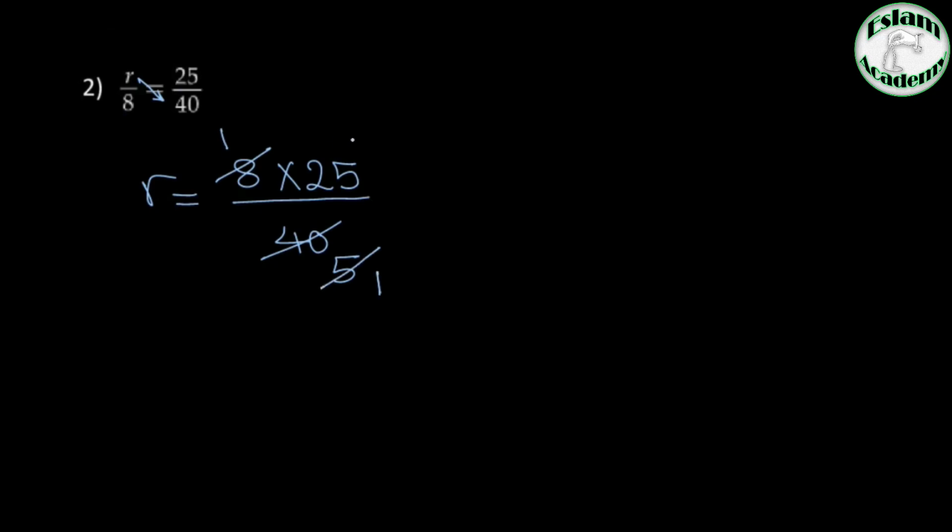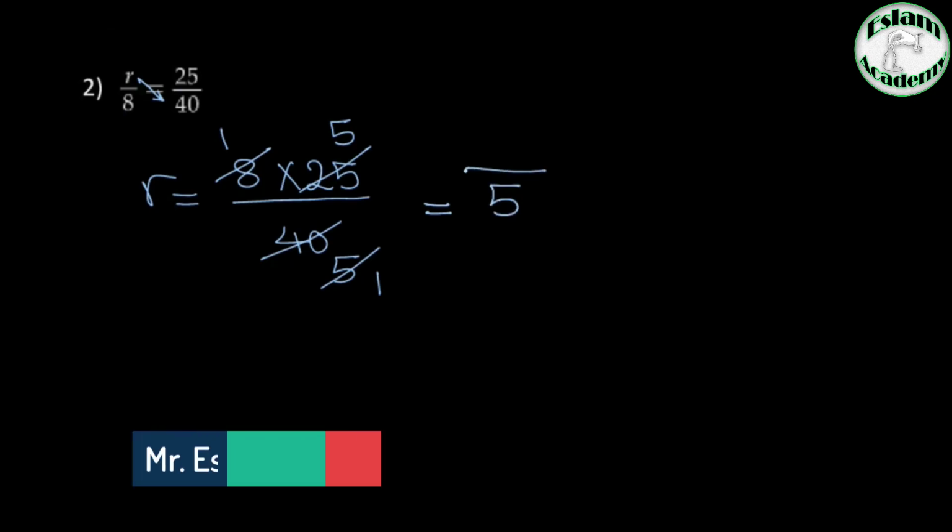Number 2. R over 8 equals 25 over 40. In the same way, R equals, using a fraction, the number which is opposite to R will be written down, and 8 times 25 will be written up. Divided by 8 equals 1, divided by 5 equals 1, divided by 5 equals 5. So R equals 5.